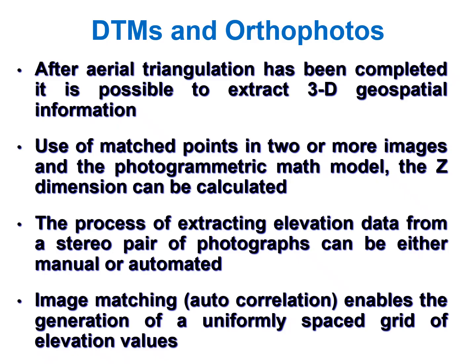DTMs and orthophotos. After aerial triangulation has been completed, it is possible to extract 3D geospatial information. Using match points in 2 or more images and the photogrammetric math model, the Z dimension can be calculated. The process of extracting elevation data from a stereo pair of photographs can be either manual or automated. Image matching autocorrelation enables the generation of a uniformly spaced grid of elevation values.